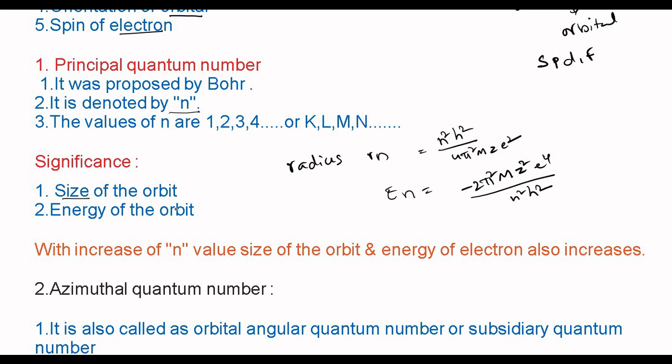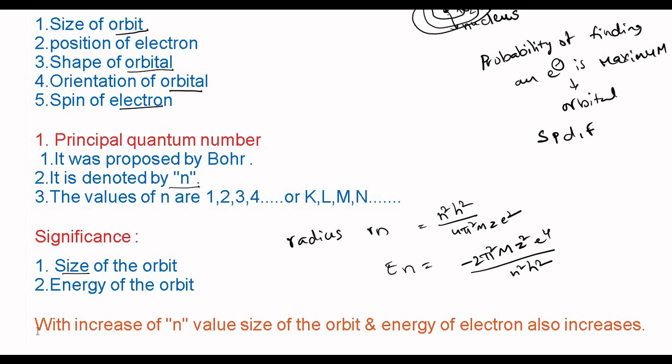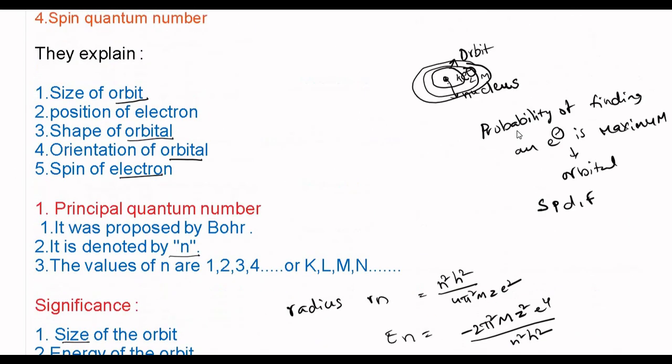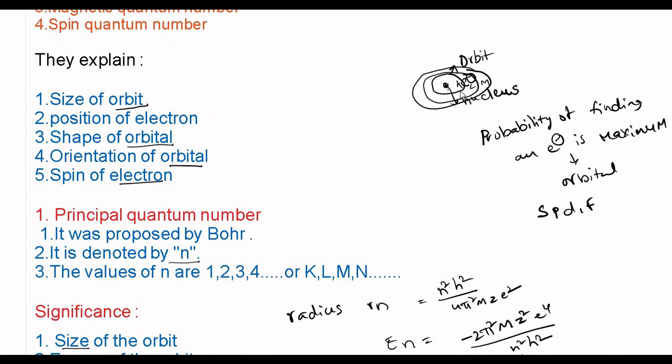Is it clear? What is the meaning of size of orbit and energy of the orbit? Size of the orbit is nothing but the radius. That means we are calculating the distance from the nucleus to the outer shell orbit. And the second significance of this principal quantum number is the energy of the orbit. With increase of n value, size of the orbit and energy of the electron also increase. That means, see, this is n is equal to 1, n is equal to 2, n is equal to 3. So with this increasing n value, size of the orbit and energy of the electron also increase.